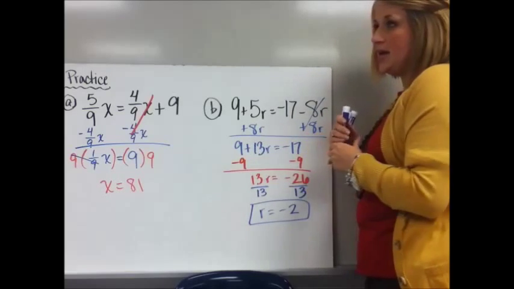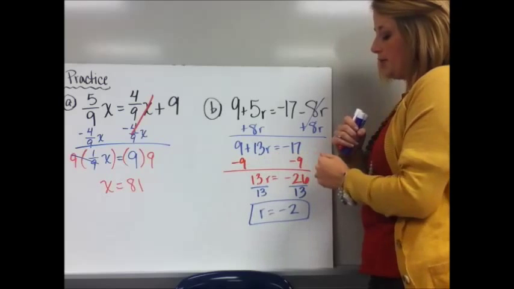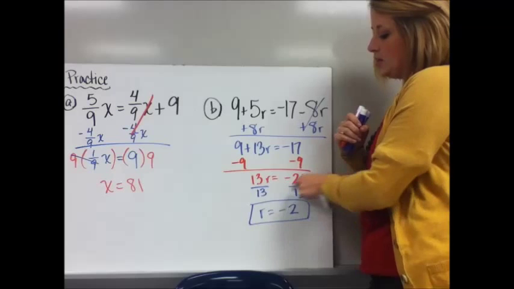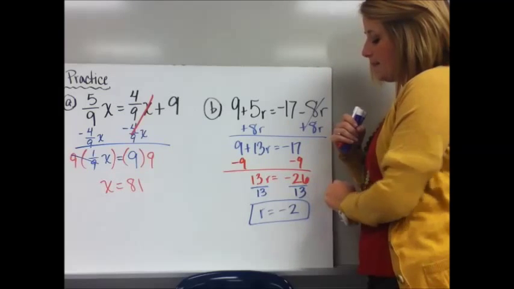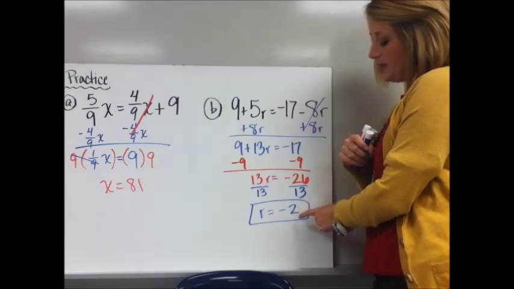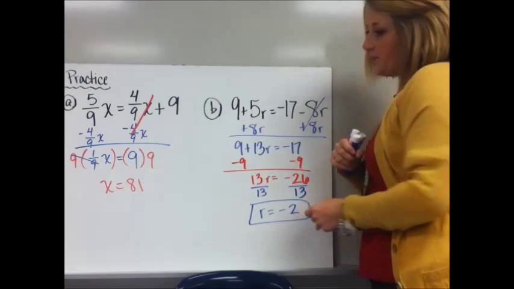I have adding 9. I'm going to undo that by subtracting 9 on both sides. I get 13r equals negative 26. Then I'm going to undo multiplying by 13 by dividing on both sides by 13. And negative 26 divided by 13 is negative 2.